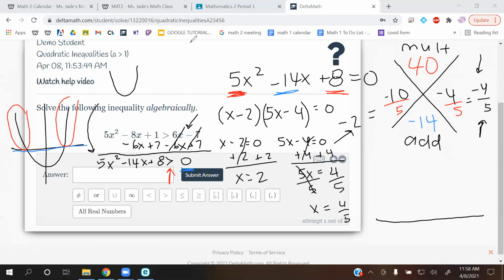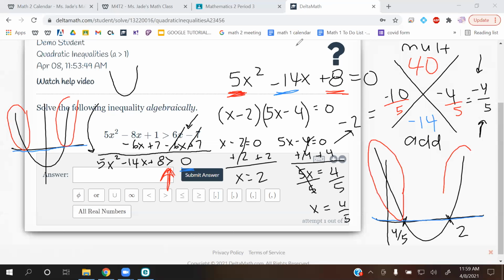So let me draw our graph again. We have two positive numbers. This is my U shape, facing upwards. 4/5 is the smaller one, so it's over here. 2 is the bigger one, so that's over here. Then we take a look at what we wanted in the first place. We wanted it to be greater than 0. Let me draw the 0 line. Here's 0. So we want everything above 0. We want this section and this section. It just so happens that there's two sections to this one.